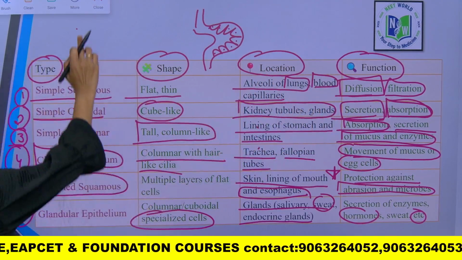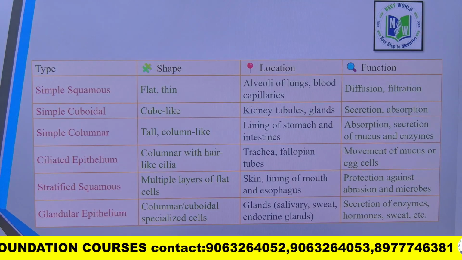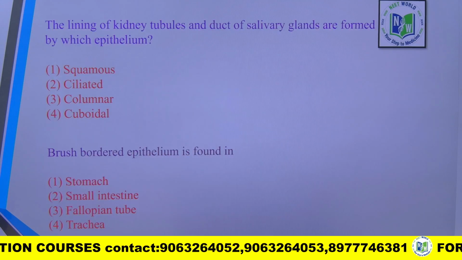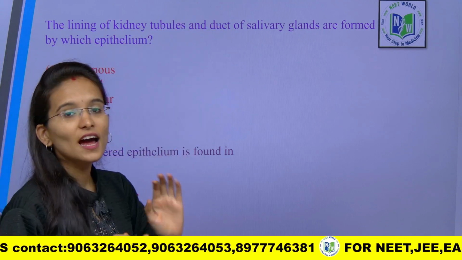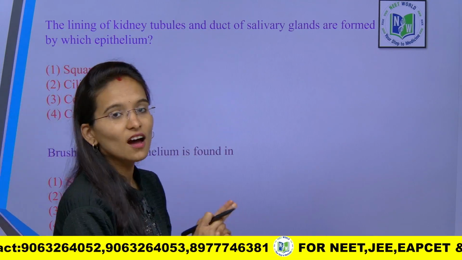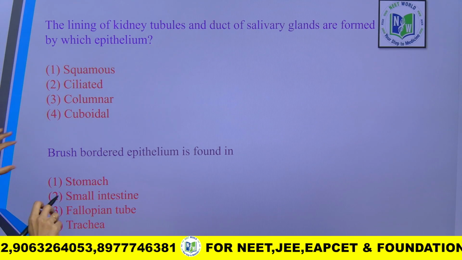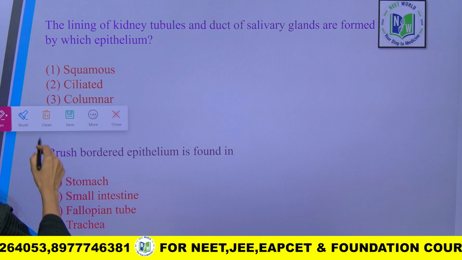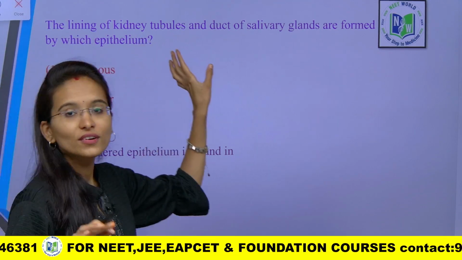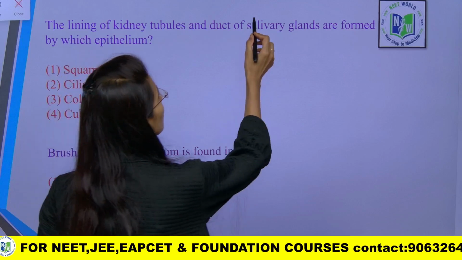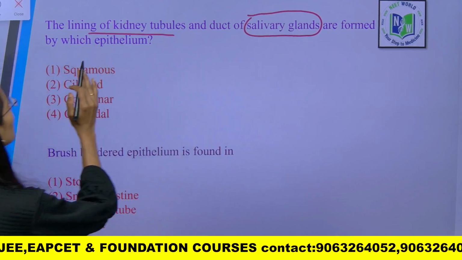So now, based on this, let us look into the most important previous year questions of the NEET foundation series. The lining of the kidney tubules and the ducts of salivary glands are formed by which epithelium? Just now we have discussed this particular point. Once again I am going to repeat the question, students. The lining of kidney tubules and the ducts of salivary glands are formed by which epithelium?